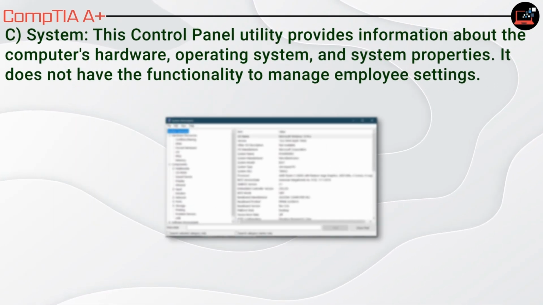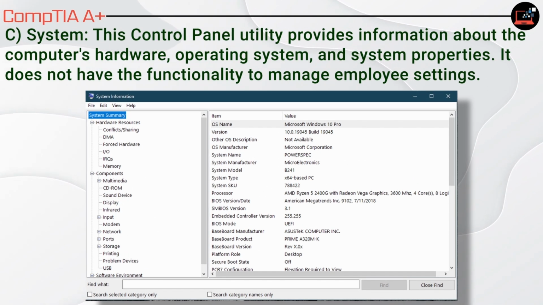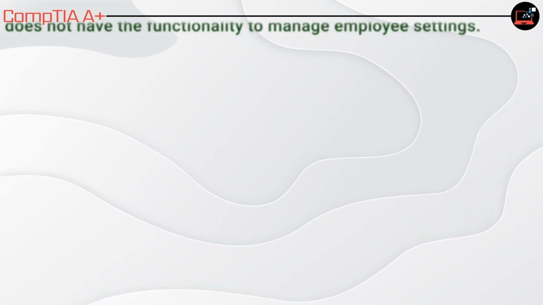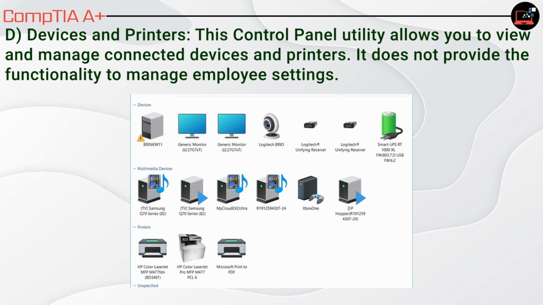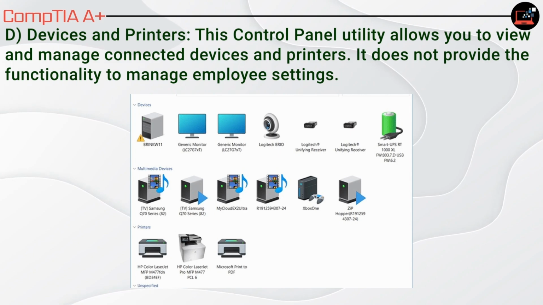C. System. This control panel utility provides information about the computer's hardware, operating system, and system properties. It does not have the functionality to manage employee settings. D. Devices and Printers. This control panel utility allows you to view and manage connected devices and printers. It does not provide the functionality to manage employee settings.